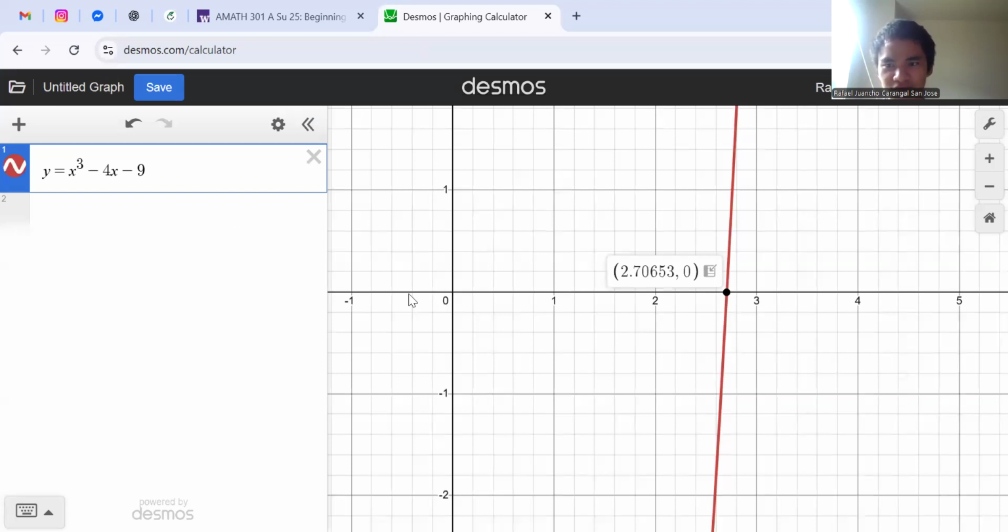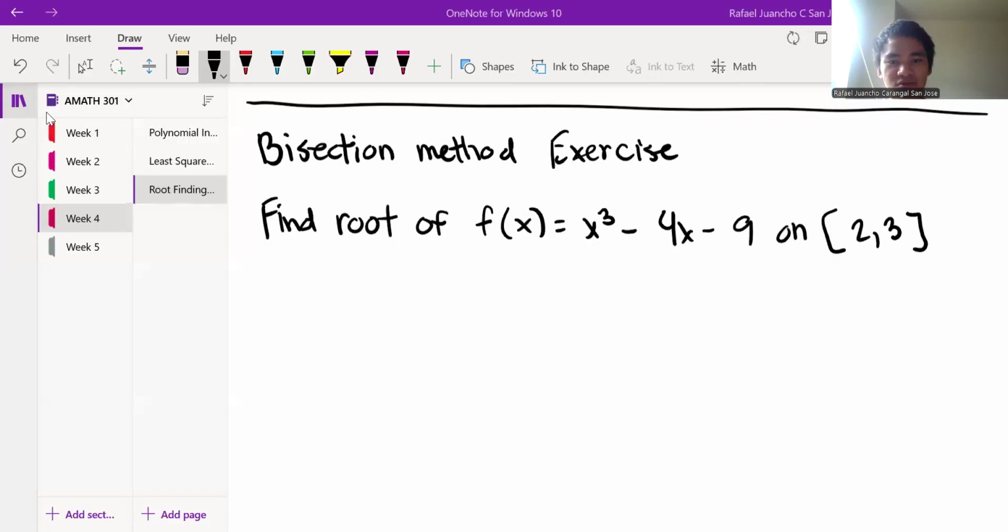So how do we do this using our bisection method? Maybe that's one thing we want to think of doing. So let me go back here. I'm going to first try to do this manually.